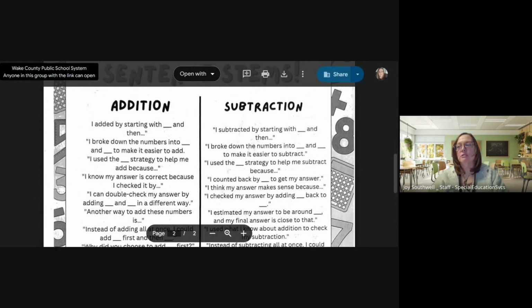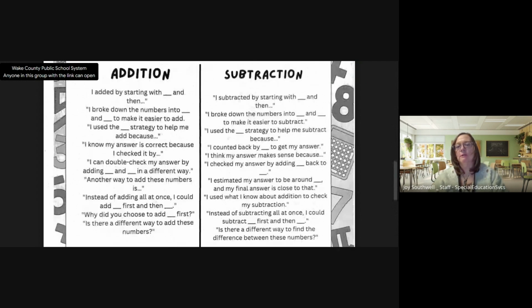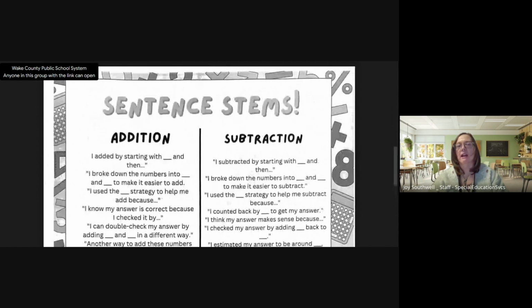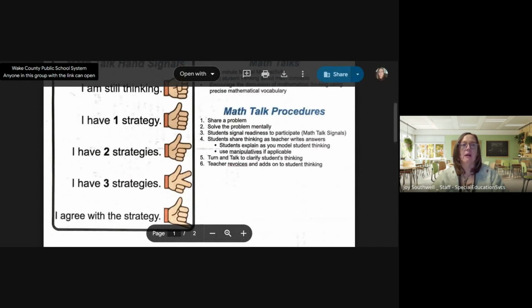So these are just some good ways to encourage them to do the math talk. I know nobody's first language is math, and our students sometimes struggle with finding the words. So practicing and modeling some sentence stems, or having them hanging up in your classroom, can help the kids get that opportunity to talk as well.